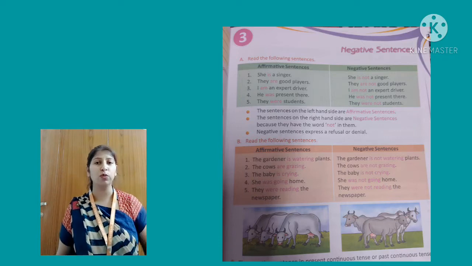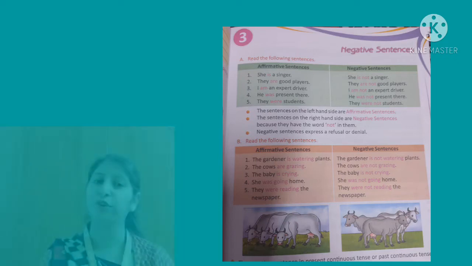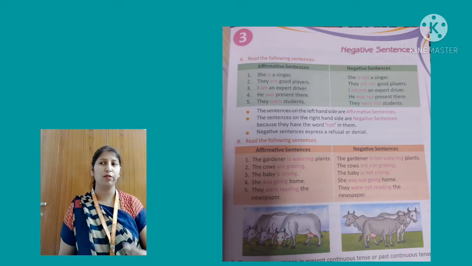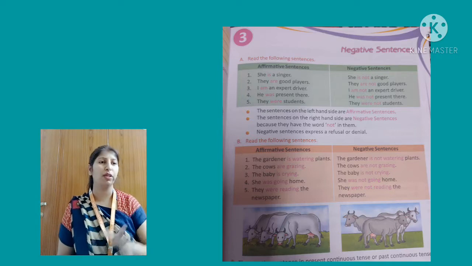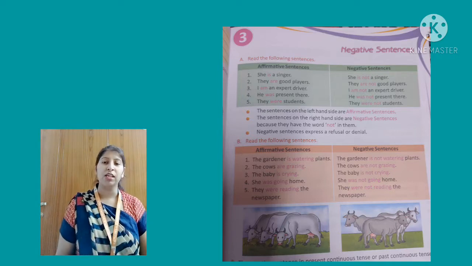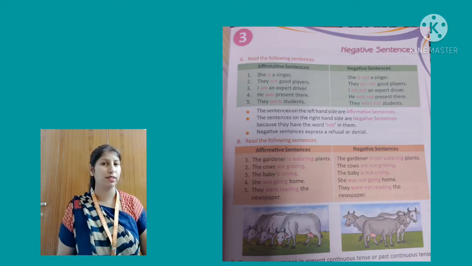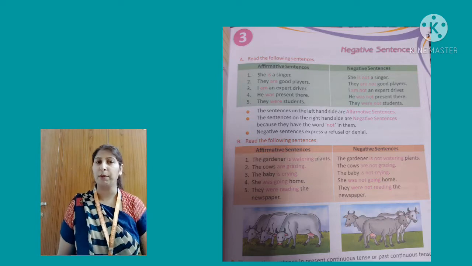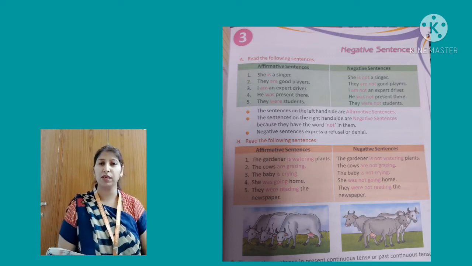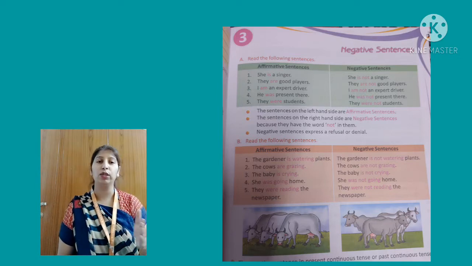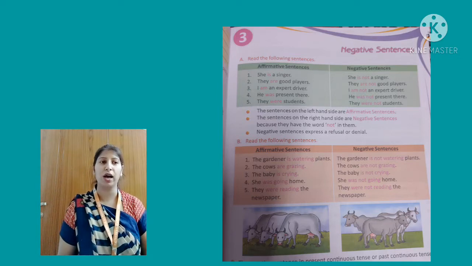But we have some rules to follow for negative sentences. We have some rules to follow to form them. Like, for example, suppose helping verbs. You know about helping verbs now: is, are, am, was, were, do, does, did, has, have, had, will, shall.